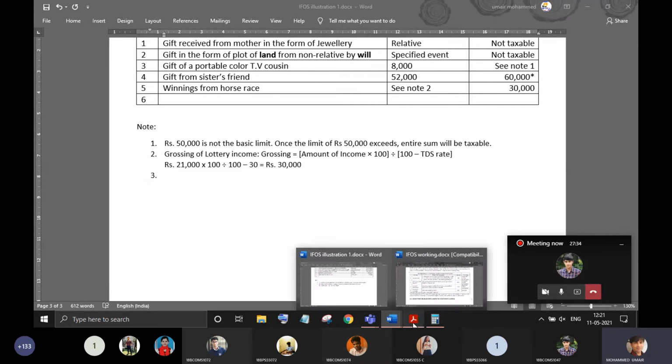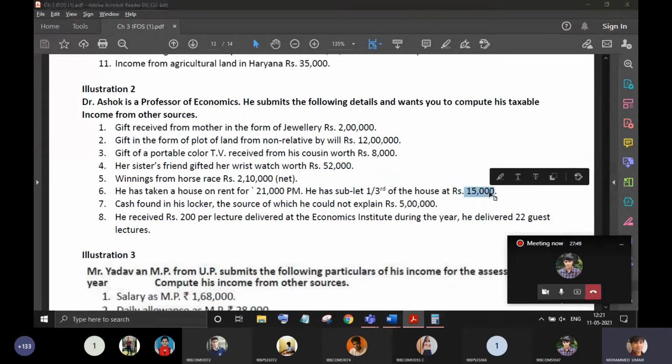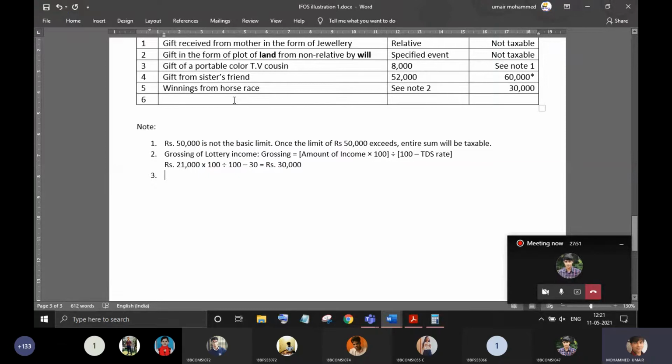So let's move on. He has taken a house on rent for 21,000 per month. He has sublet 1/3 of the house for 15,000. Similar to what we did in the previous question.